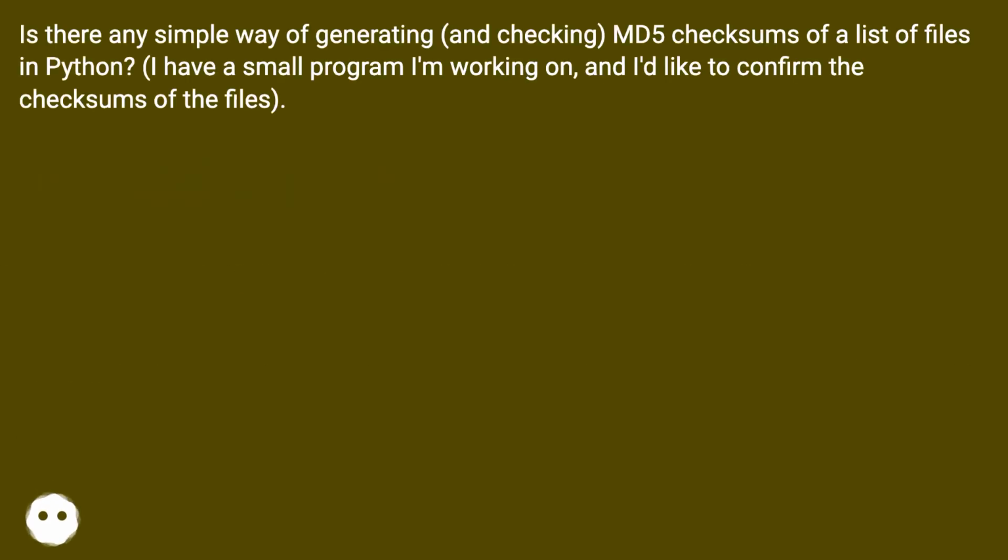Generating an MD5 checksum of a file. Is there any simple way of generating and checking MD5 checksums of a list of files in Python? I have a small program I'm working on, and I'd like to confirm the checksums of the files.